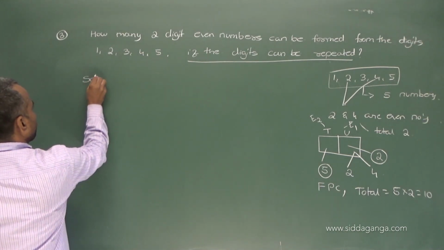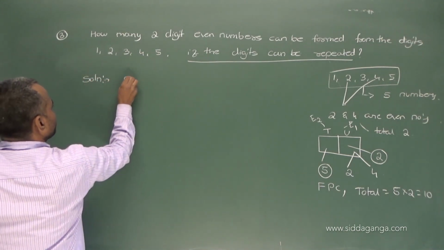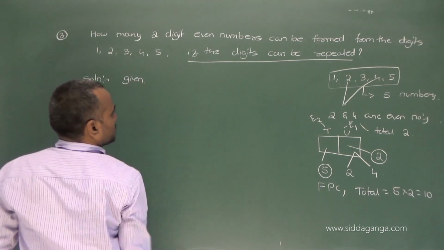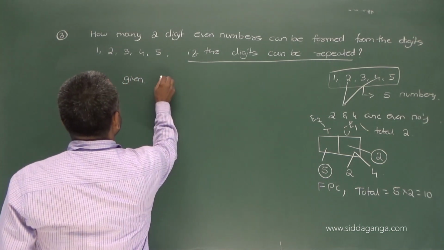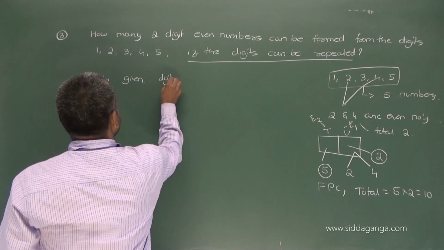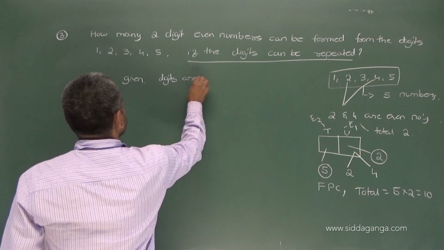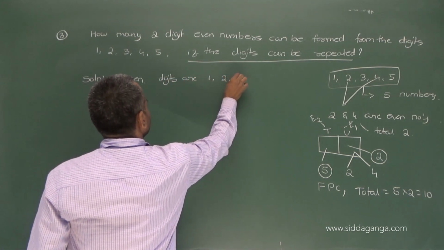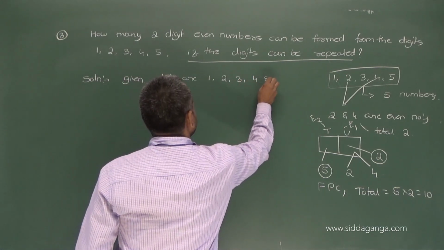We write the answer. This is our concept. Solution. Given digits are 1, 2, 3, 4 and 5.